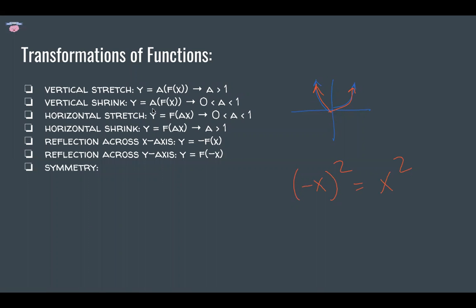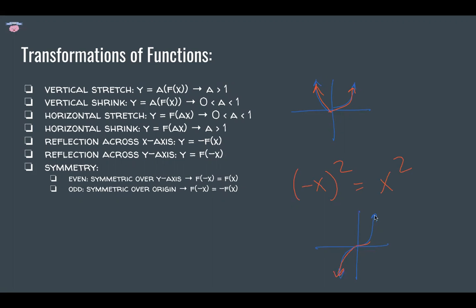So symmetry. Now that we're talking about reflections, something important of a function is its symmetry. So an even function is symmetric over the y-axis. An example is x squared, as you can see. When you reflect it over the y-axis, it's the same thing. And it's basically saying that f of negative x is equal to f of x. Odd is when it's symmetric over the origin, and f of negative x is equal to negative f of x. And an example would be the cubic function.